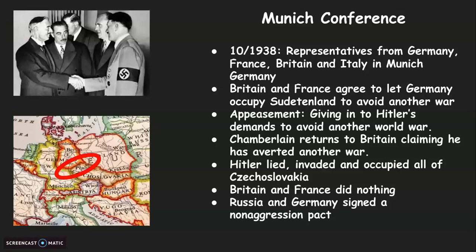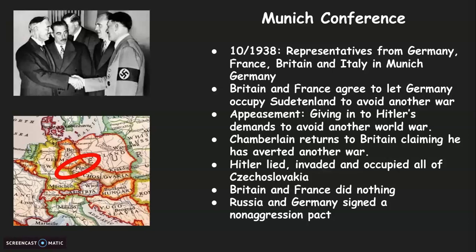Well, in October 1938, representatives from Germany, France, Britain, and Italy meet in Munich, Germany, in the Munich Conference. And what the Munich Conference is, the guy on the left, his name is Neville Chamberlain. He's the Prime Minister of Britain. He meets there, Hitler meets there, Mussolini meets there, and so does Edouard Daladier of France.